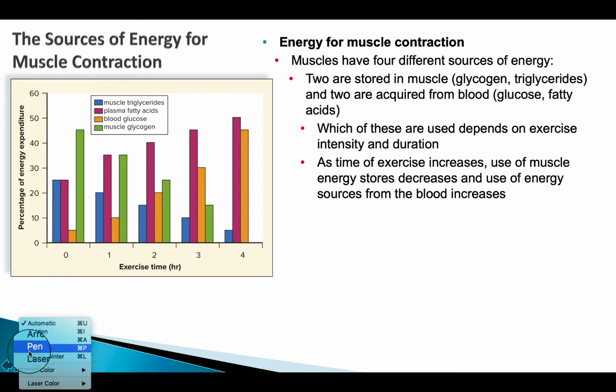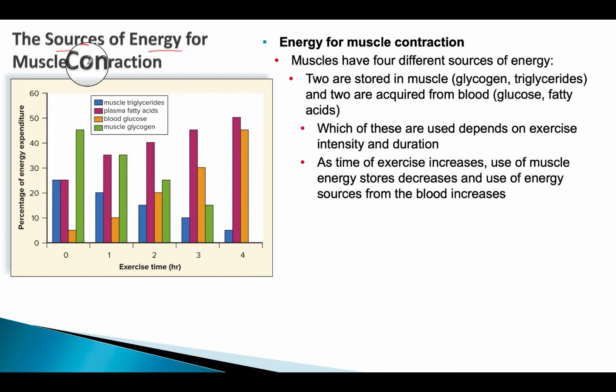So where is the muscle going to get its energy from? So sources of energy for muscle contraction. I mentioned already, muscles will need some kind of food in order to contract, and this is where it is going to come from. Energy for muscle contraction has 4 different sources. When the muscle is going to contract, it takes energy from 4 different sources.